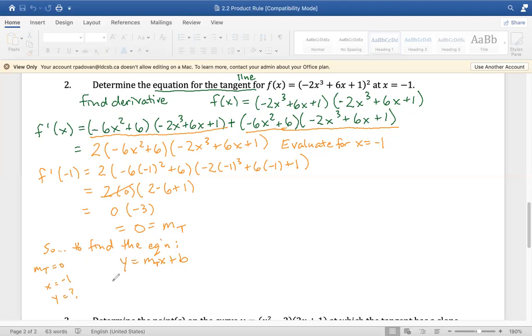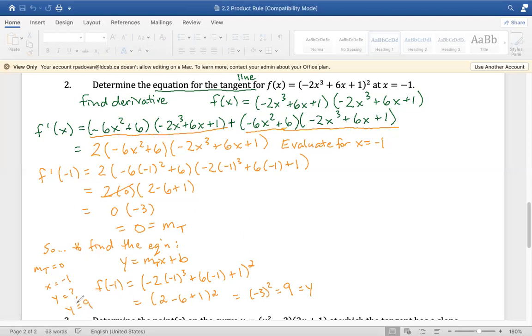So in order to solve for y, I'm going to have f at negative 1 back up here, and I'm going to sub negative 1 into the original. So negative 2 times negative 1 cubed plus 6 times negative 1 plus 1, and do all of that and then square it. So again, negative 1 cubed is negative 1. Negative 1 times negative 2 is 2 minus 6 plus 1 squared, which is negative 4 plus 1. Put it in brackets, which is 9. So 9 is my value of y.